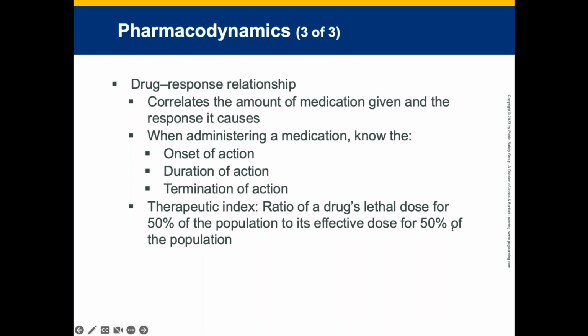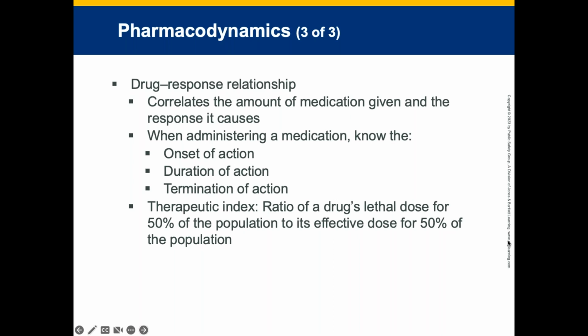The therapeutic index is the ratio of a drug's lethal dose for 50% of the population, what they call the LD50, to its effectiveness for 50% of the population, which is called the ED50, right? This gives an indication of a medication's margin of safety. And the therapeutic threshold is the minimum concentration required to produce the desired response.